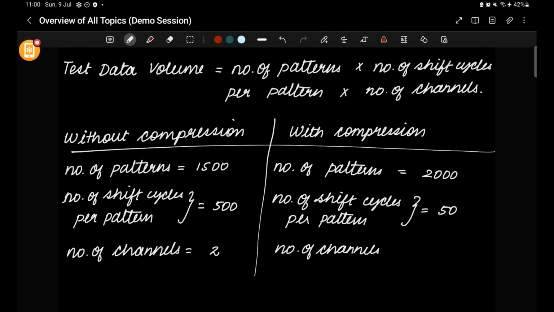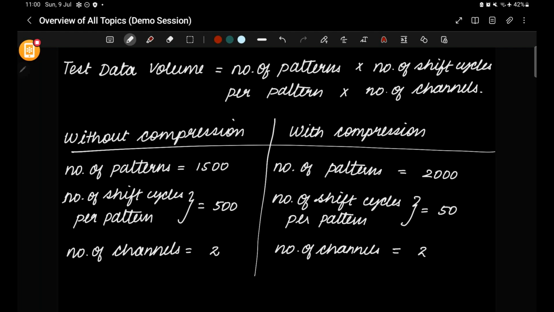While we are covering the interview questions of the scan compression topic, I'll explain to you logically how the number of shift cycles per pattern will reduce. Okay, I will just explain this point after this question.